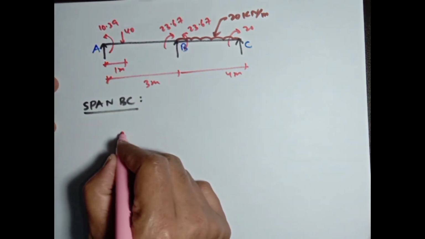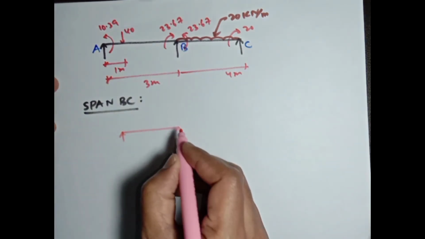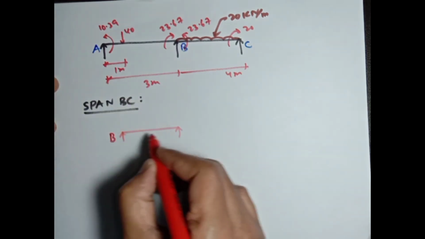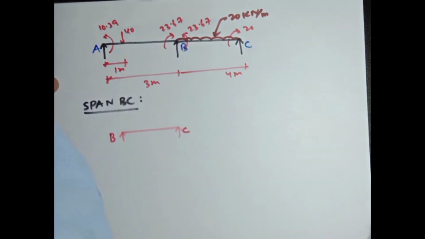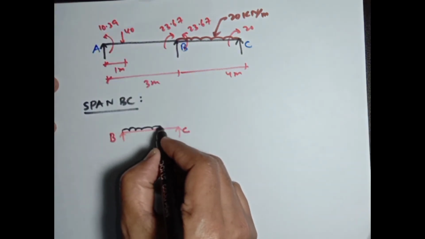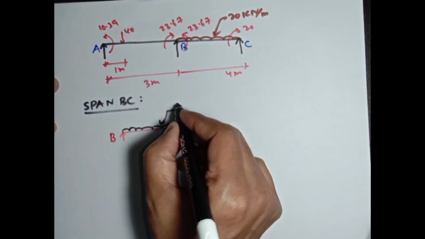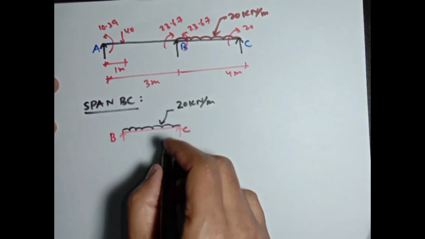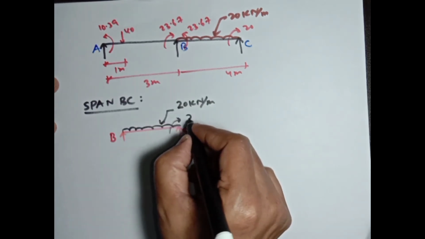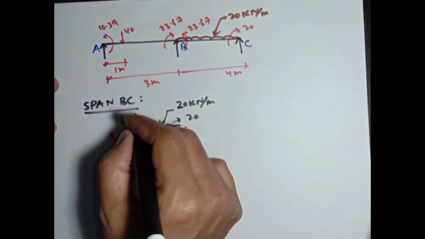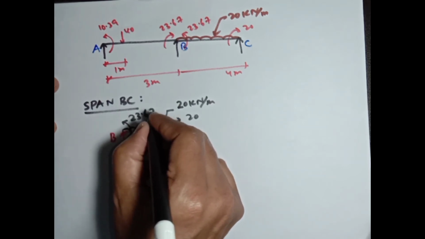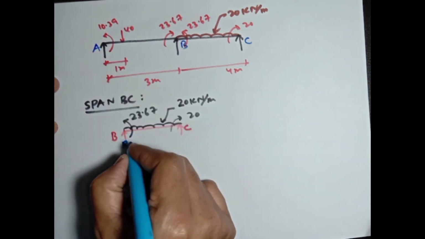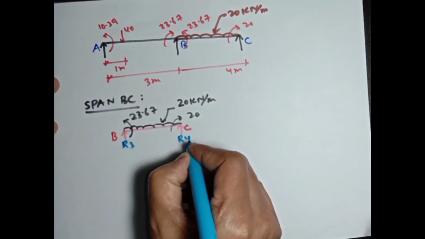Now it will be here. This joint is B, this is C, and this is loaded with 20 kilonewton per meter. This load is 23.67, and this support is R3 and this support is R4.